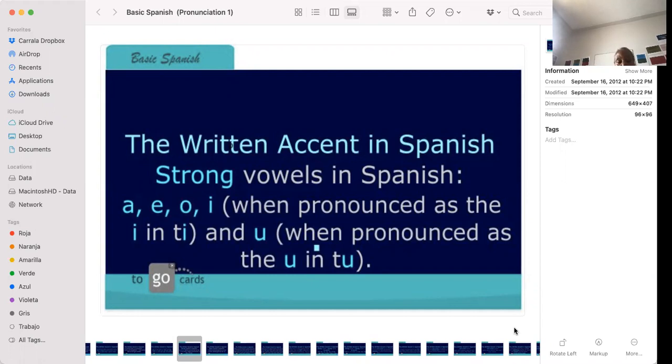Now, A, O, E, and U are strong vowels. But the I and the U can also be weak vowels. So when the I is pronounced like the I in "ti," it says its name, something like you say in English, it's a strong vowel. When the U is pronounced like the U in "tu," it's a strong vowel.